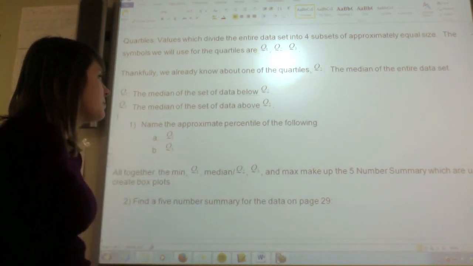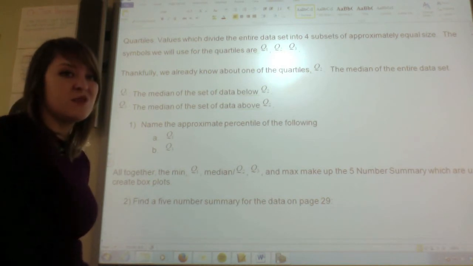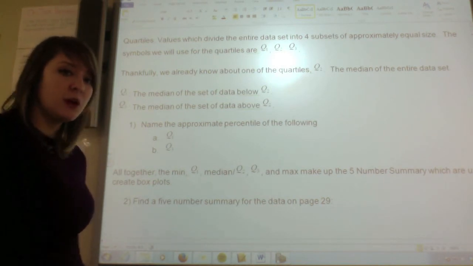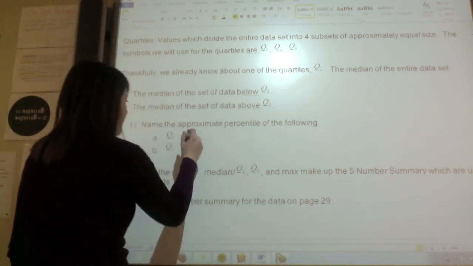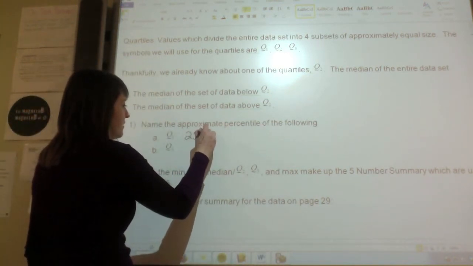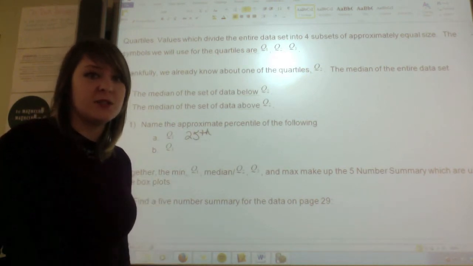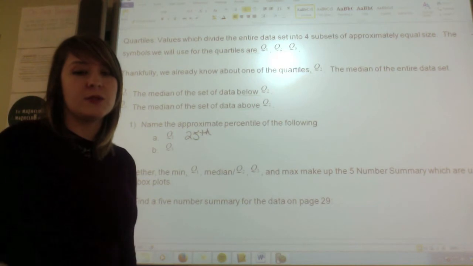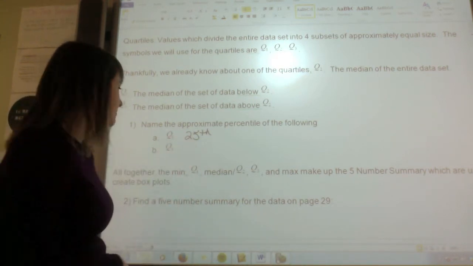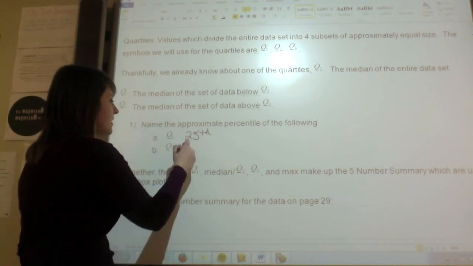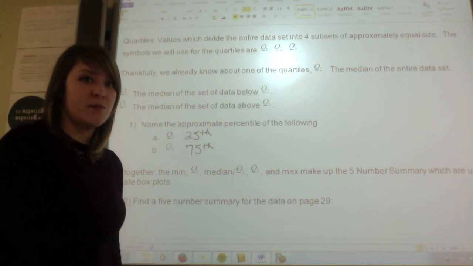So name the approximate percentile of the following. If I'm looking at Q sub 1, that's the median of my lower portion of my data. So that would be about at the 25th percentile, okay, because I'm saying that I'm above 25% of my data, which makes sense because it's a quartile, right? So it's splitting it into 4 equal parts, and this is the first of those 4 equal parts. Okay, Q sub 3 would then, of course, be the 75th percentile because it's above 75% of the data.